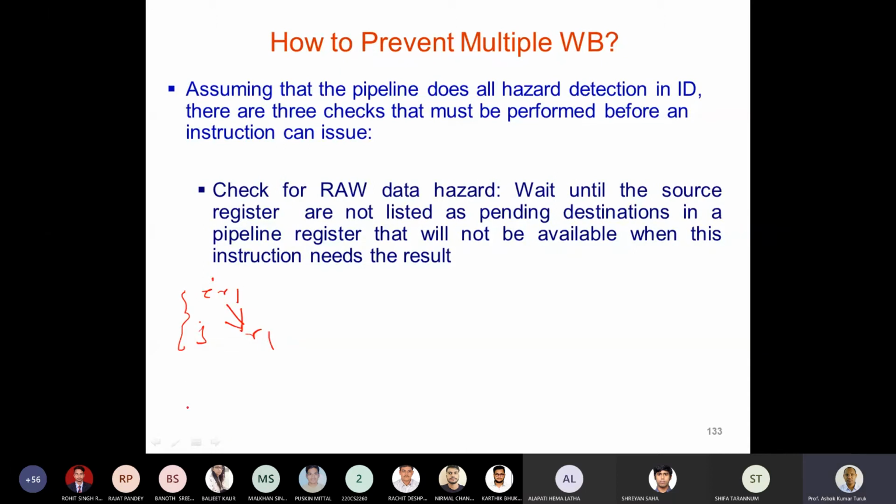Now in this case, the instruction J needs the value of R1 when it goes into the execution stage. If there are multiple phases in the execution, it must be available to the very first phase of the execution. Now it checks: wait until the source registers are not listed as a pending destination in the pipeline register. Let's take an add instruction.